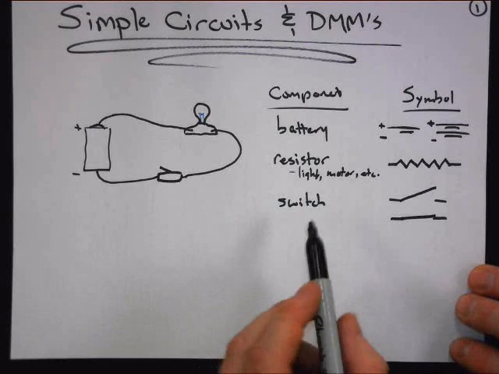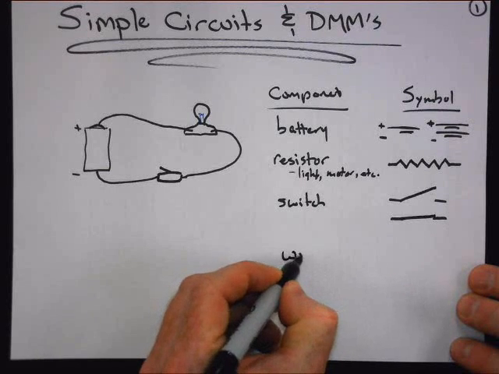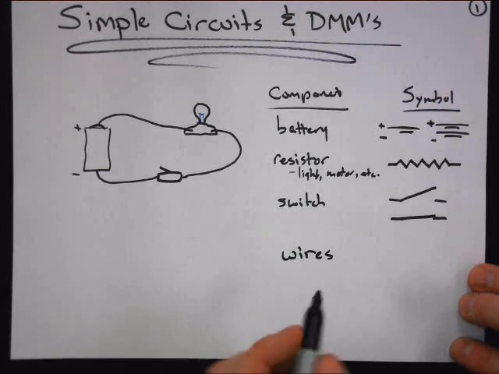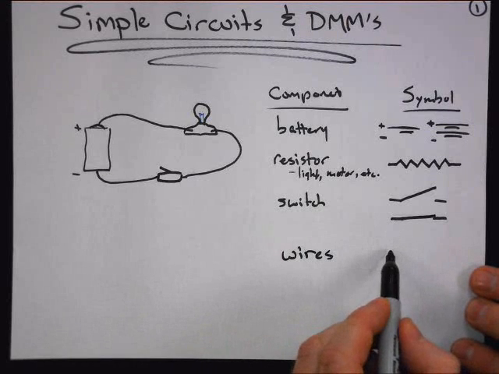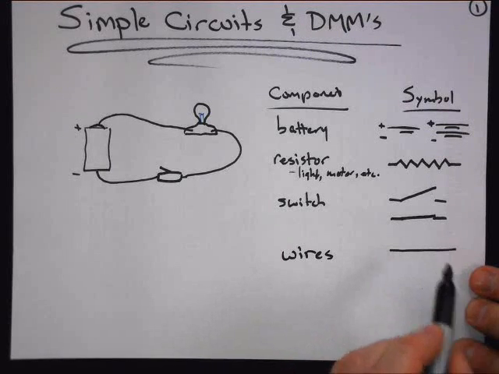And so now what? We have the wires, the connecting wires. That's super easy. Just draw lines. The lines are usually drawn straight for the wires.